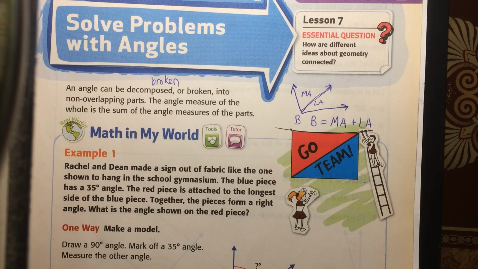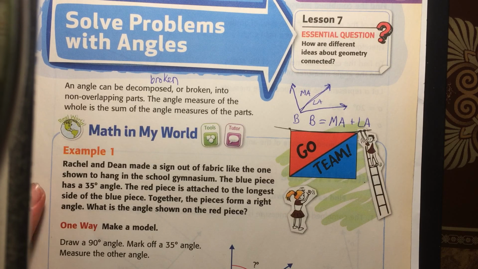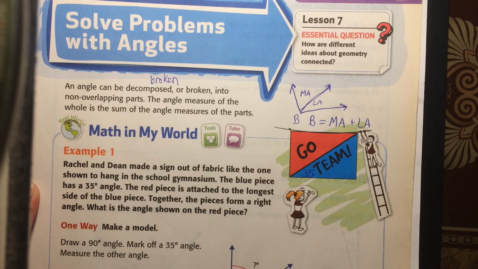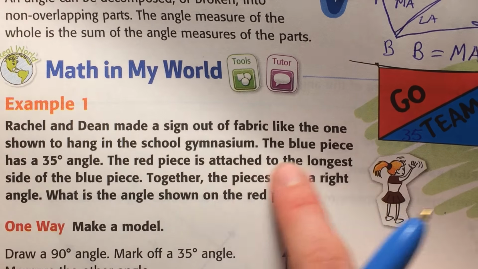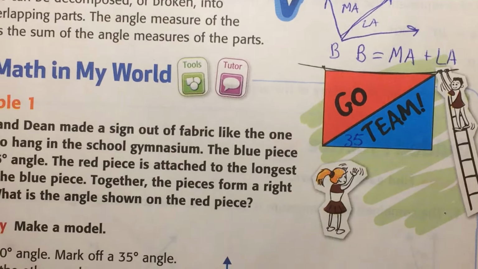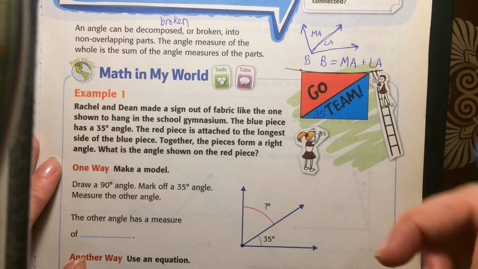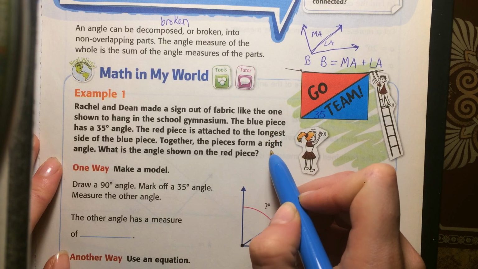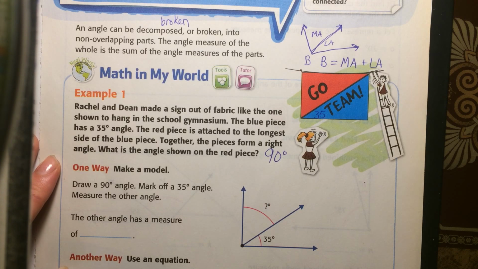Rachel and Dean made a sign out of fabric, like the one shown to hang in the school gymnasium. The blue piece has a 35-degree angle. Okay, so 35. And the red piece is attached to the longest side of the blue piece. What does that mean? Well, this is the longest side, so it's attached here. Together, the pieces form a right angle, which we know is 90 degrees. What is the angle shown on the red piece?